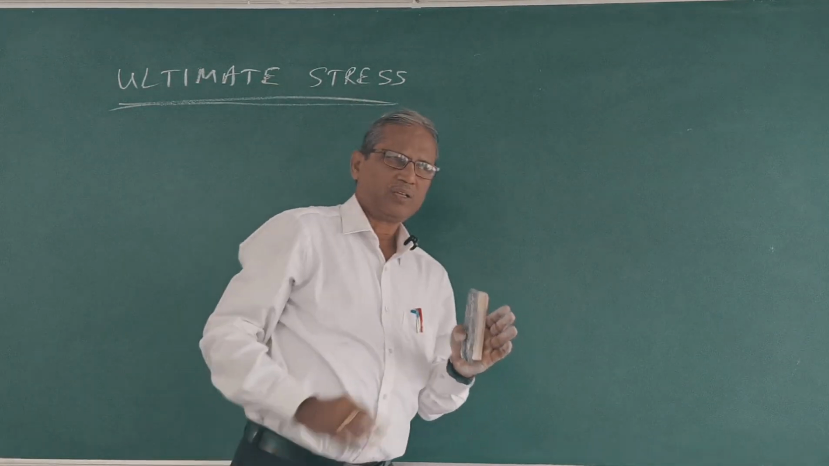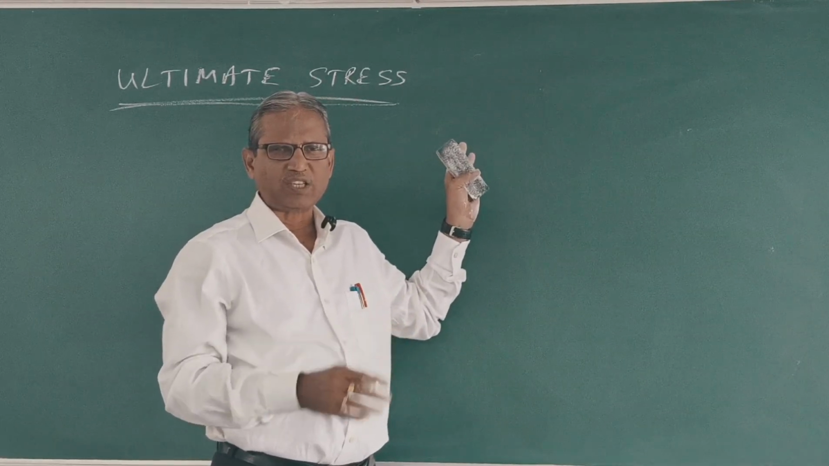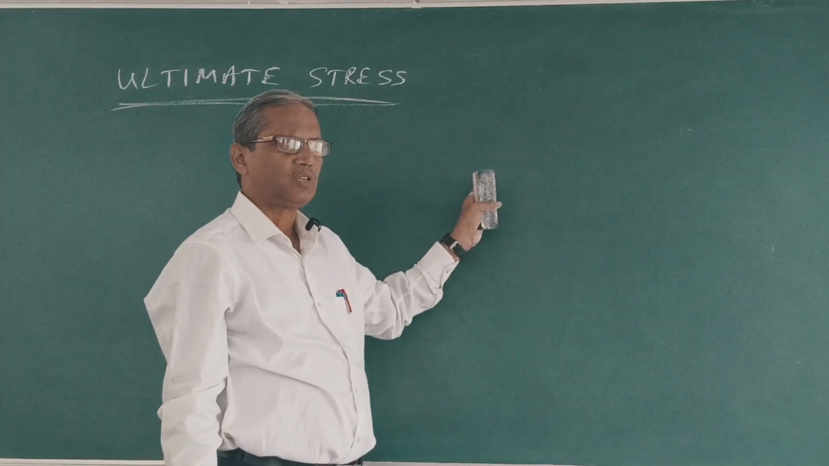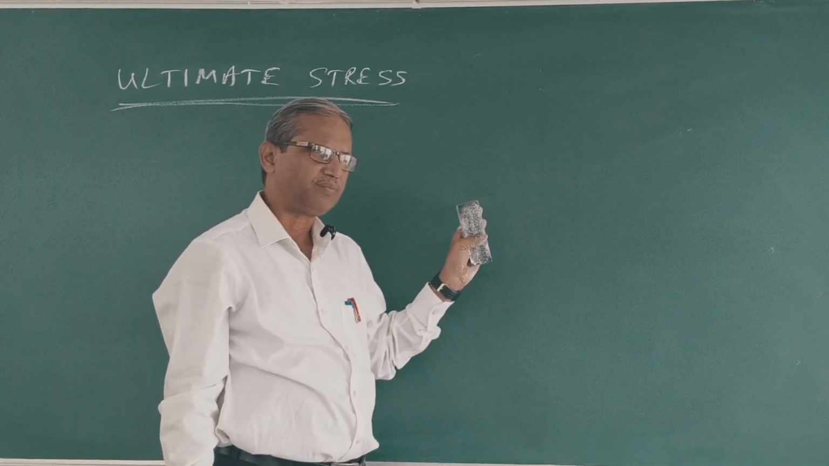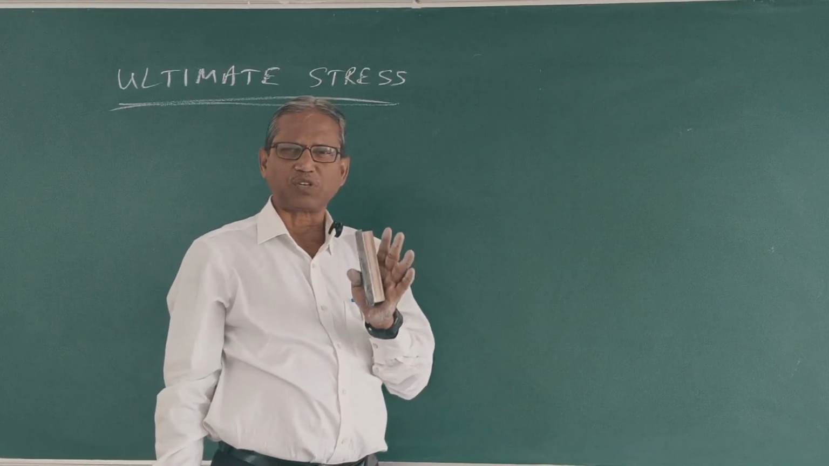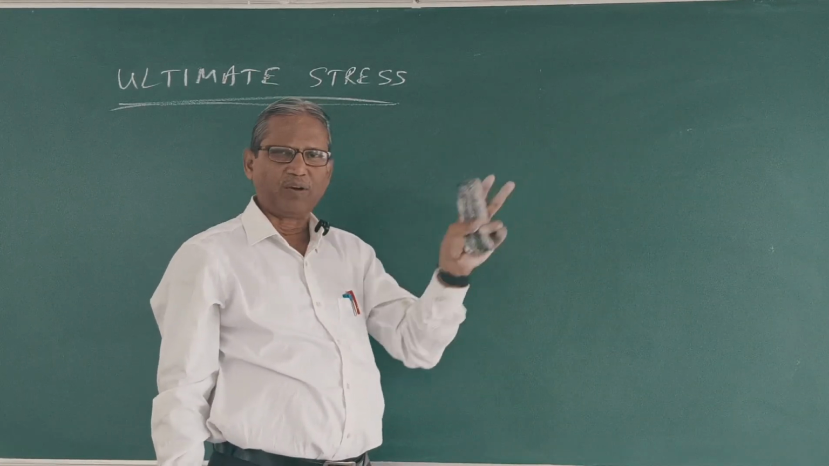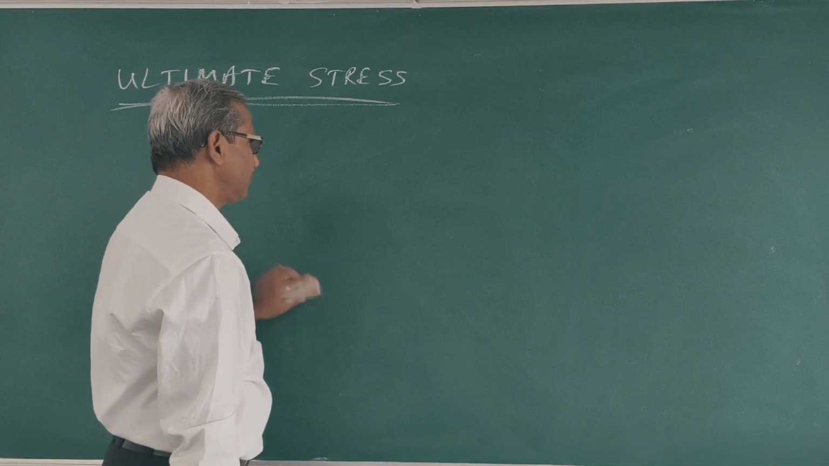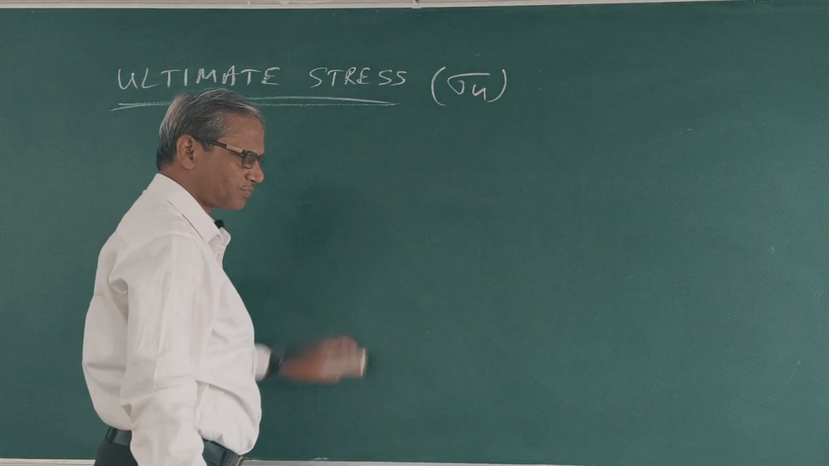Maximum stress that can apply to a member is called ultimate stress. The maximum load that can apply to a member without causing its rupture or failure is called ultimate load. The ultimate load divided by the initial cross-section area is called ultimate stress. Clear? This is sigma u, the sigma u symbol.